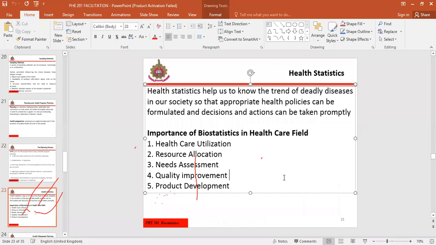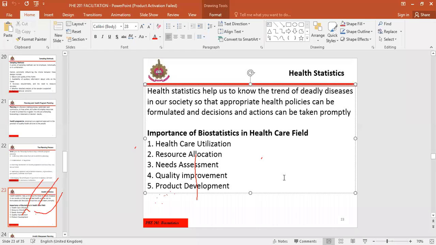Now, let's move to health statistics. Health statistics can indeed help you to know the trend of deadly diseases in our society, so that appropriate health policies can be formulated and decisions and actions can be taken promptly in order to contain the spread of such diseases.